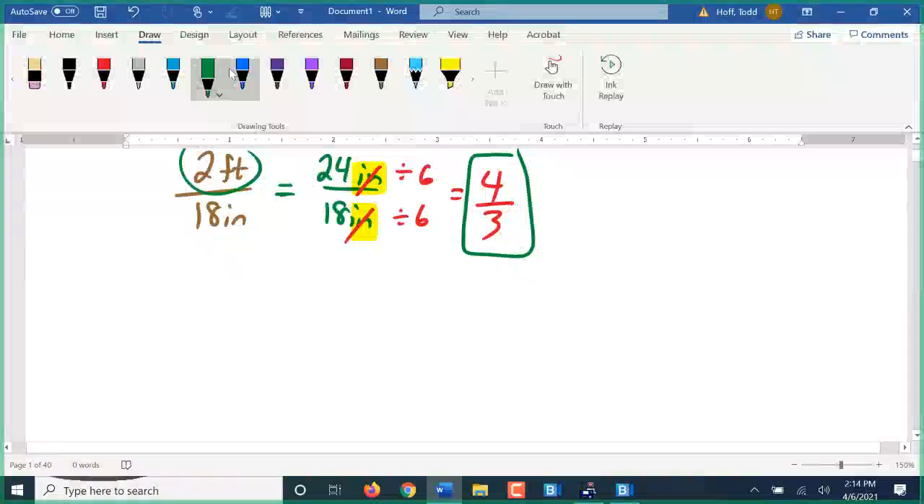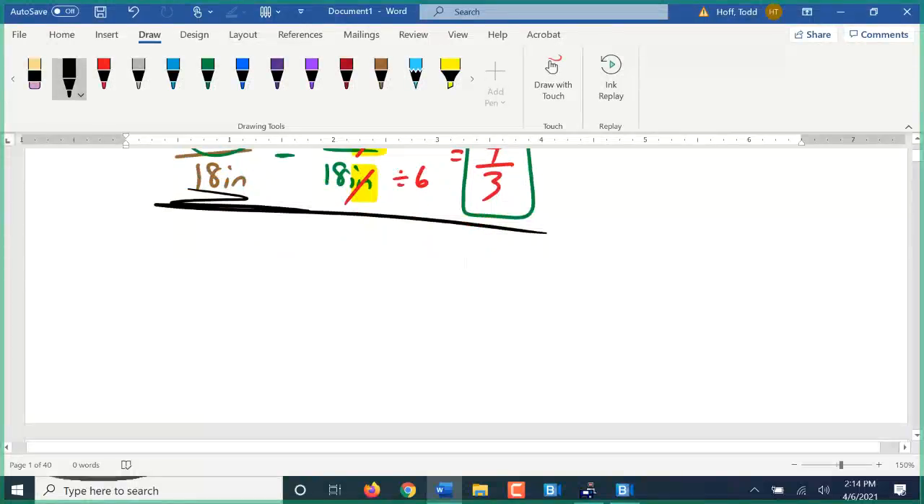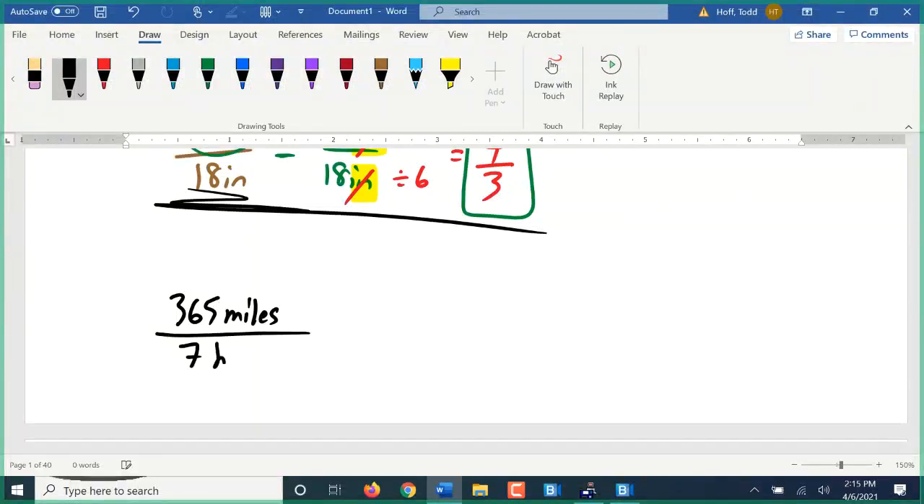So what happens if we compare two numbers that do not have the same units and we can't adjust them like we did here? For example, let's say we go on a road trip and we travel 365 miles in 7 hours. There's no way I can change hours into miles or miles into hours here. So this is not a ratio. This is what is referred to as a rate. So that's the first big difference between a ratio and a rate, is a ratio compares two things with the same units. A rate compares two things with different units.